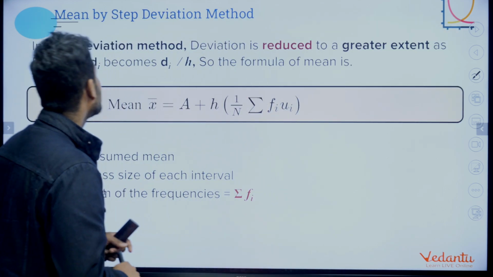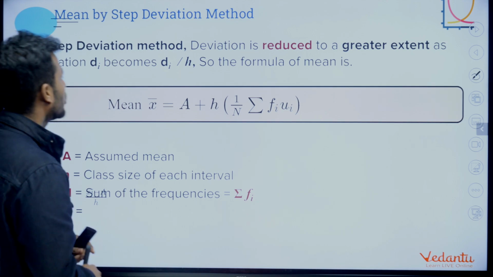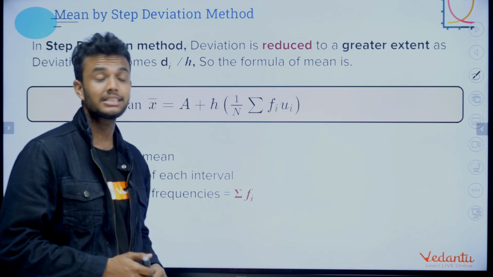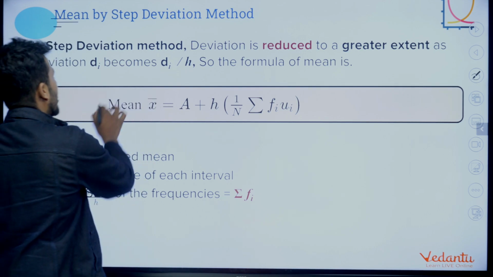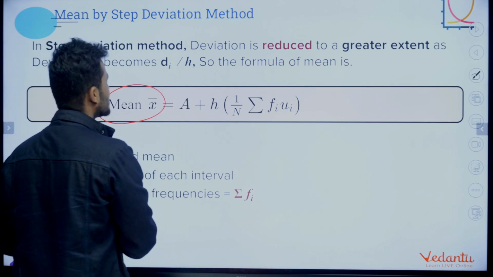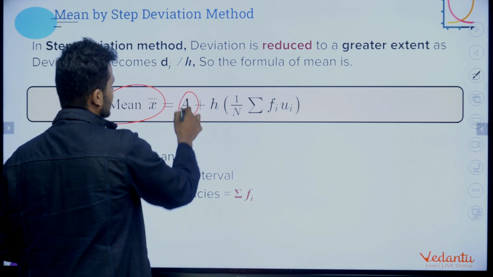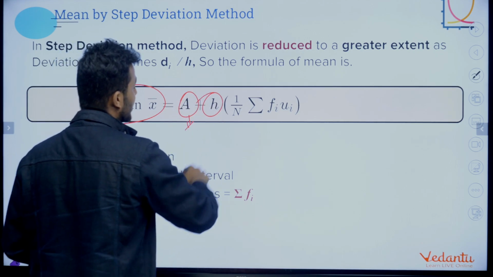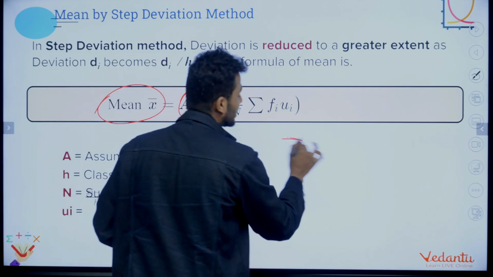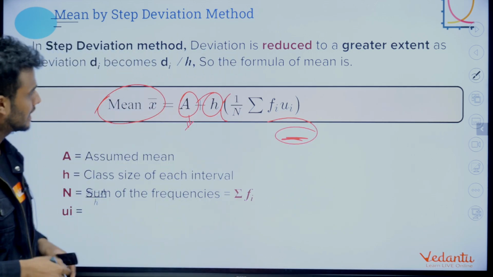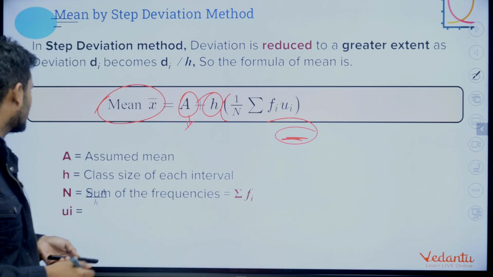The next method is the step deviation method. Deviation is nothing but reducing to a greater extent. Very simple. Mean, using the step deviation method, what is the mean formula? A, same assumed mean only. h is there. h is nothing but the height, the class interval, some gap. It is called h. Then same formula. Come on, let's discuss.